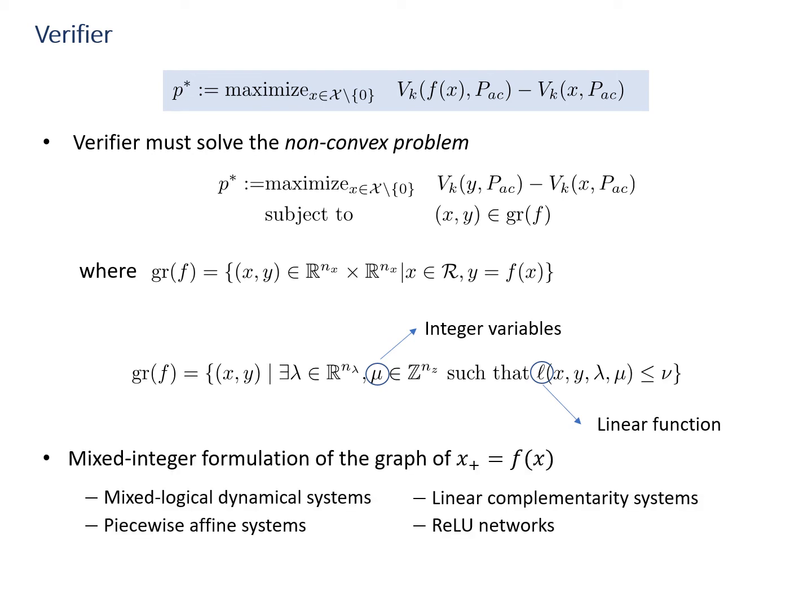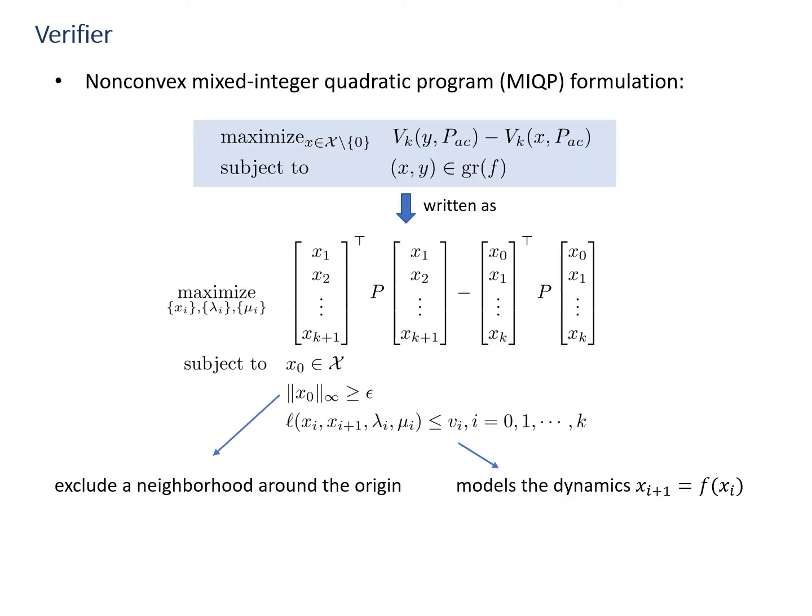We argue that for a wide class of hybrid systems, the map F admits a mixed integer representation as shown in the middle. In this representation, the graph of F is described as a level set of a linear function of integer and continuous variables. Here, x and y are the original continuous variables, lambda is a vector of additional continuous variables, and mu is a vector of integer variables. After using a mixed integer representation of the vector field F, we can reformulate the non-convex problem of the verifier as a non-convex mixed integer quadratic program, which is shown as follows.